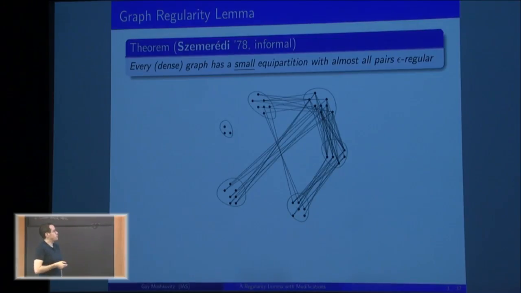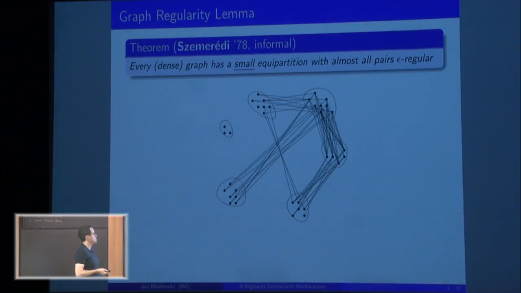So here's the informal statement. Every dense graph, by dense I mean if there are n vertices, it has, I don't know, 20% of the edges or something along these lines, so not literally n squared edges, has a small equipartition, a small partition of its vertex set into equal size sets, so that almost every pair is quasi-random or epsilon regular.